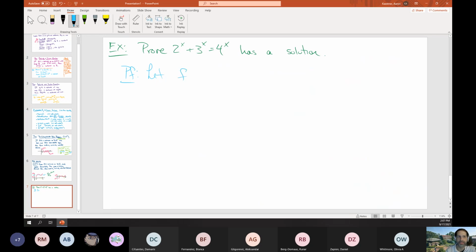So I'm going to let f of x be 2 to the x plus 3 to the x minus 4 to the x. Let's just move everything to the left-hand side, right? If I did that with the equation up here, I'd be looking at 2 to the x plus 3 to the x minus 4 to the x equals 0. I'm in the setup of the original statement, the first statement I had for the intermediate value theorem.